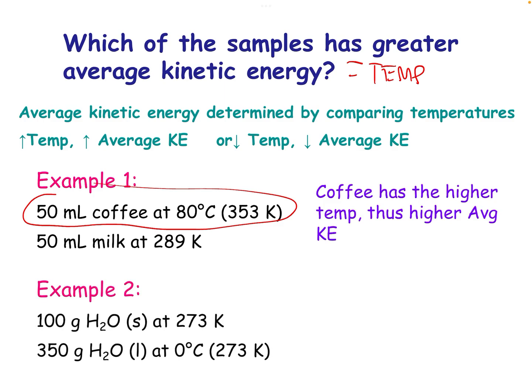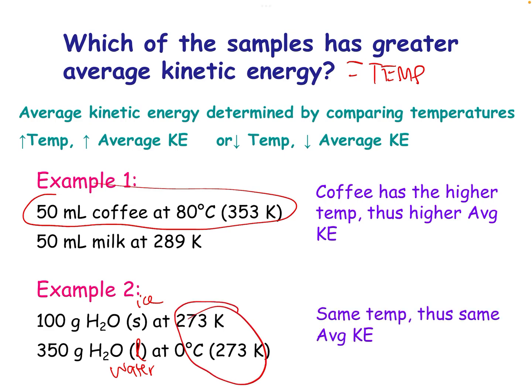In this one, we have 100 grams of solid H2O, which would be ice, and we have 350 grams of liquid H2O, which would be water, at 0 degrees. So note that we have different masses, but if we're at the same temperature, they're going to have the same average kinetic energy. So don't get tricked.